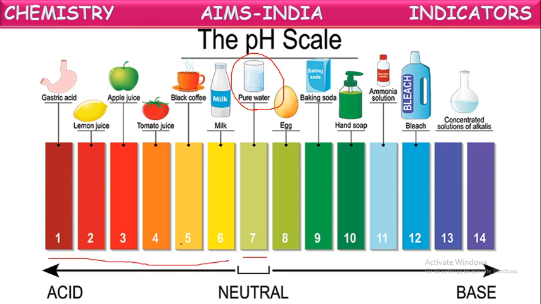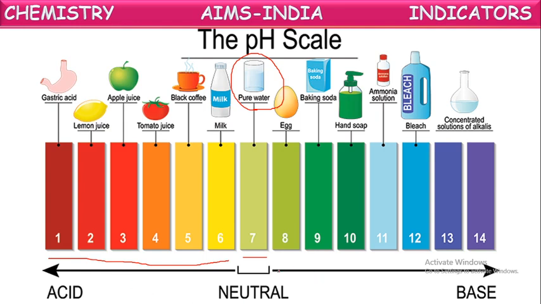As the pH value decreases, the acidic nature of the substance increases. Say gastric juice or HCl, its pH value is around 1, which means it is a strong acid. And milk is slightly acidic, its pH value is around 6. So in this way, the pH range in between 1 to 7 represents an acid. As the pH value is low, the acidic nature increases.